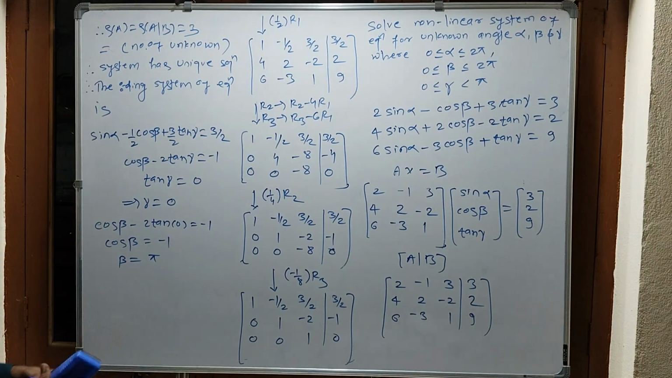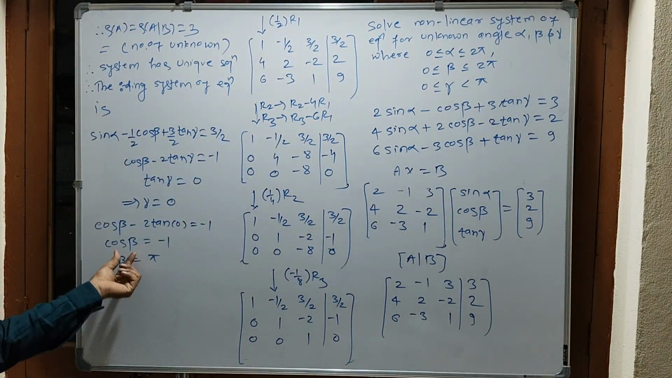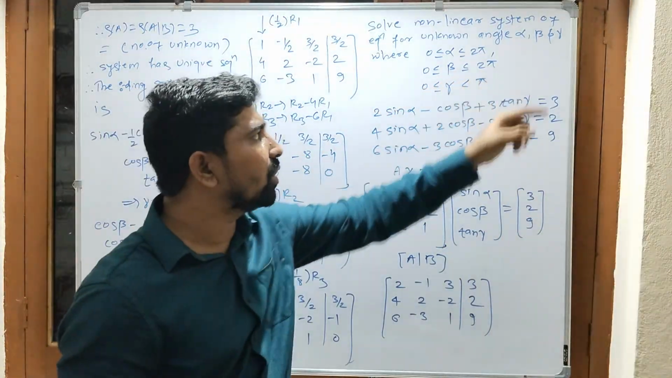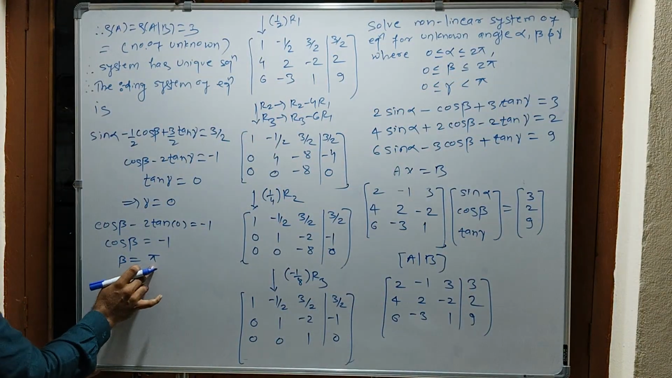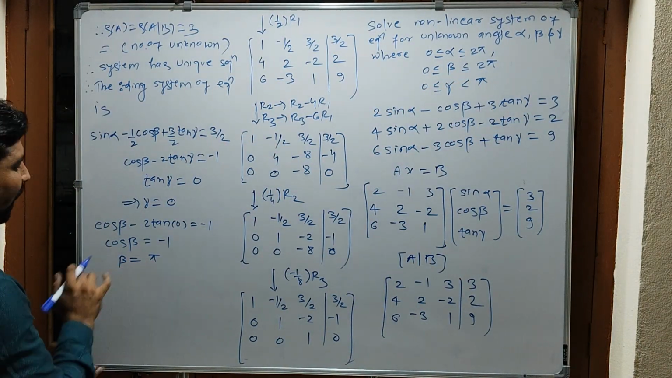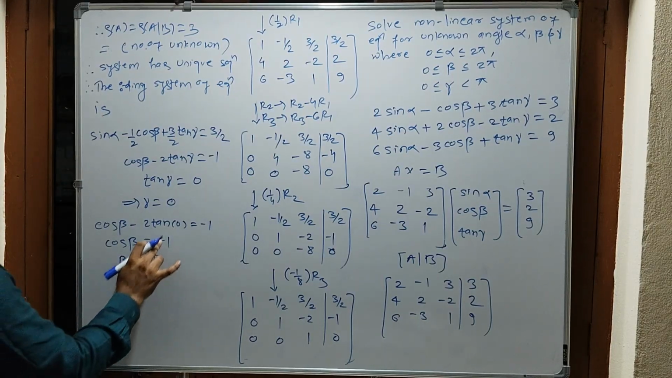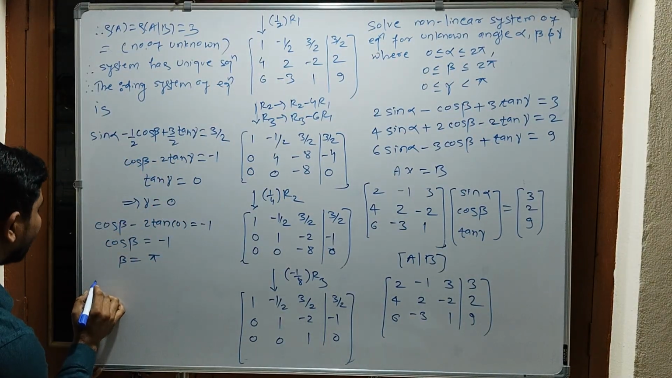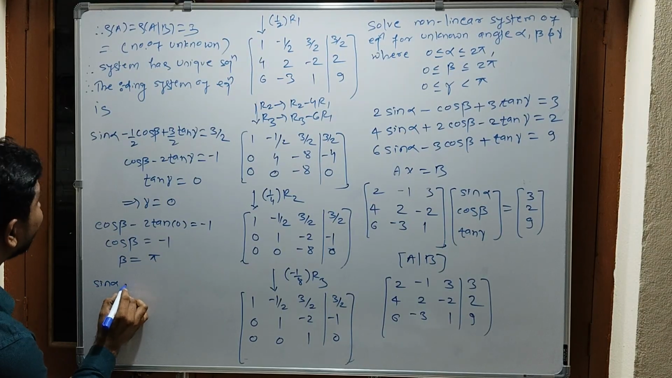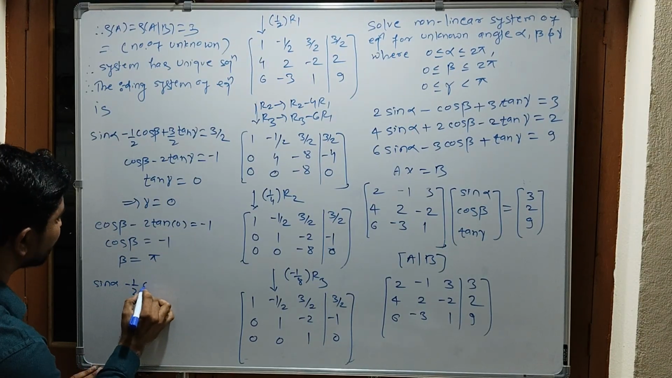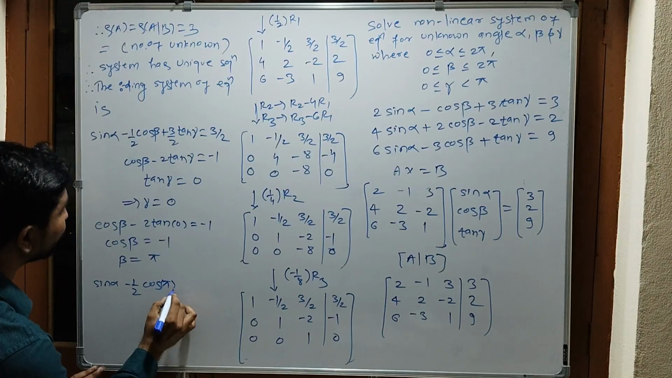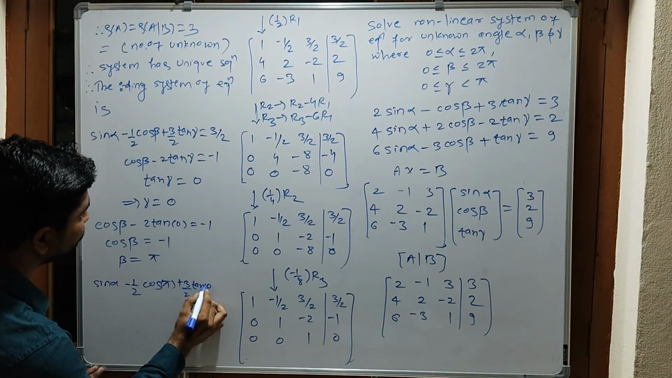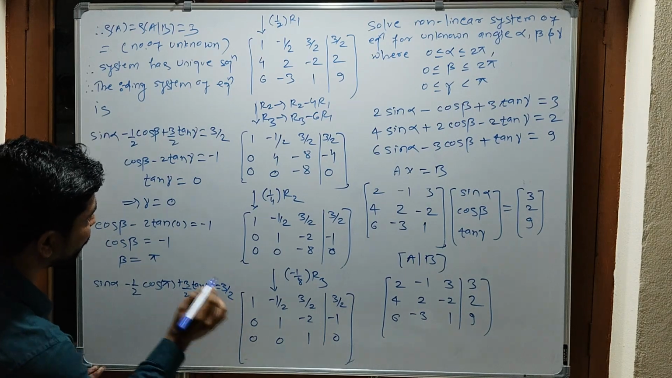So from here you can observe cos theta equals minus 1 for theta equal to pi. In this range, where beta is between 0 and pi, that happens when beta equals pi. Now put gamma equal to 0 and beta equal to pi in the first equation: sin alpha minus 1 by 2 times cos pi plus 3 by 2 times tan 0 is equal to 3 by 2.